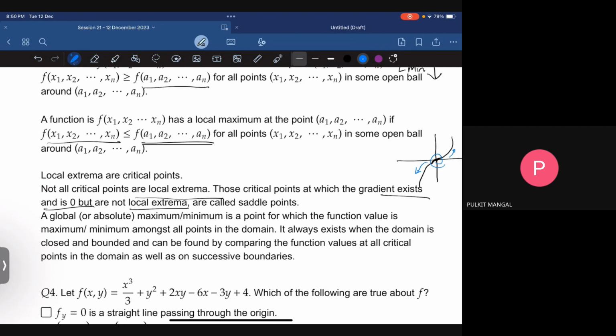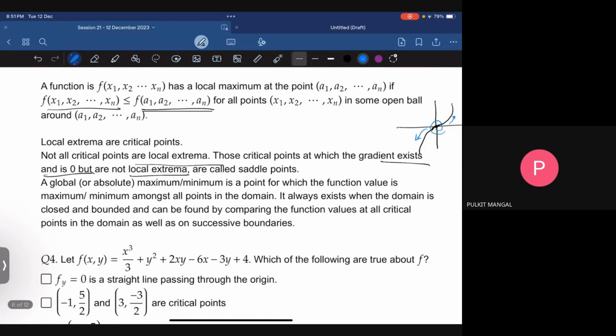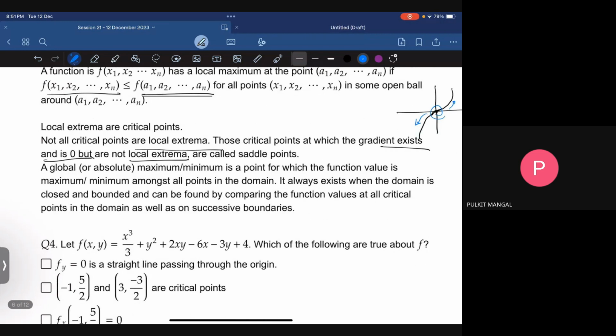If it comes out greater than 0, we call it a local minimum. If it comes out less than 0, we call it a local maximum. If it comes out equal to 0, then we say the test is inconclusive, right? So here also we have the Hessian matrix test that we study in week 11.